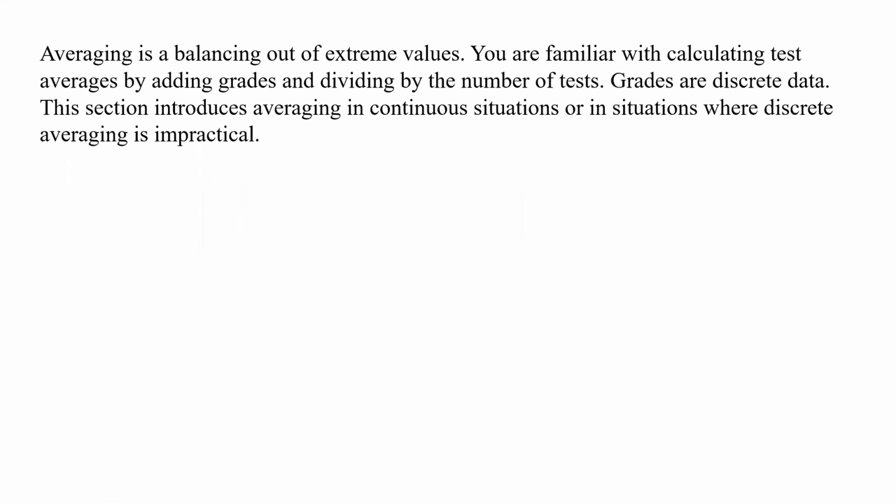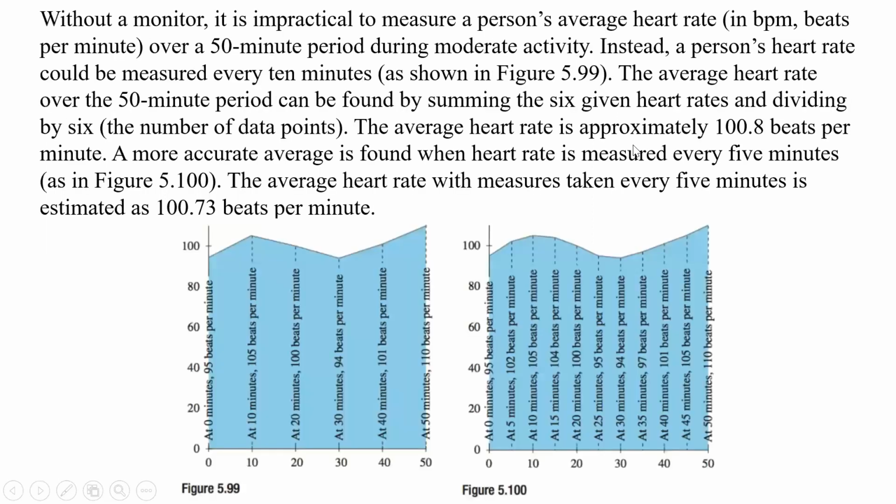You're familiar with calculating test averages by adding all the grades together and then dividing by the number of tests. Now these are called discrete data. The section we're starting here is going to introduce averaging in continuous situations, or in situations where discrete averaging is impractical, as you'll see here in the first example.